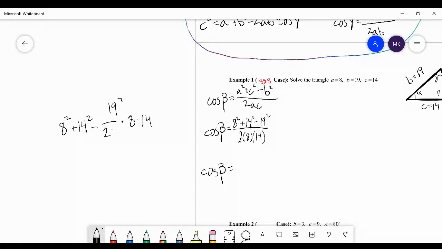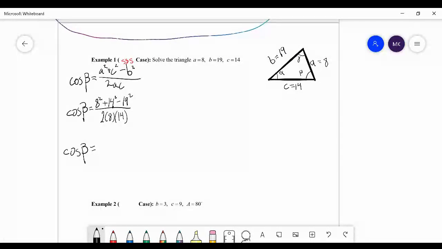All right, so if you just type in 8 squared plus 14 squared minus 19 squared divided by 2 times 8 times 14, this is what your calculator is going to think. So it's really important that you have parentheses around these pieces so that it takes that 8 squared plus 14 squared minus 19 squared, puts that in the numerator, and the 2 times 8 times 14, and puts that in the denominator. So hopefully that's not anything new to you. Hopefully you're like, yeah, I know how to use my calculator, and that's great.